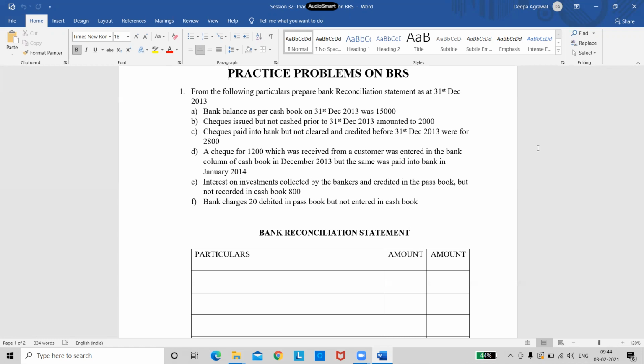Right? Now we'll move ahead to the next transaction. Checks paid into bank but not cleared and credited before 31st December were for 2,800. Now Kiranmai will tell me this. Checks paid into bank but not cleared. What do you mean by this transaction? What does this transaction tell you, Kiranmai? What do you understand from this? Checks paid into bank but not cleared.